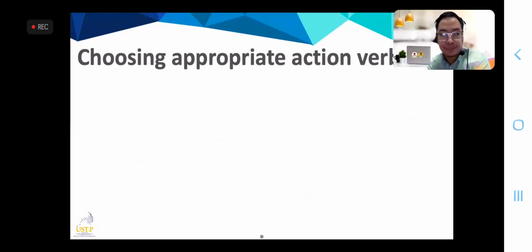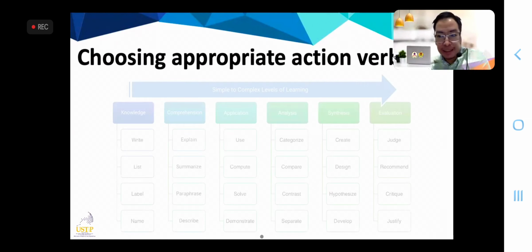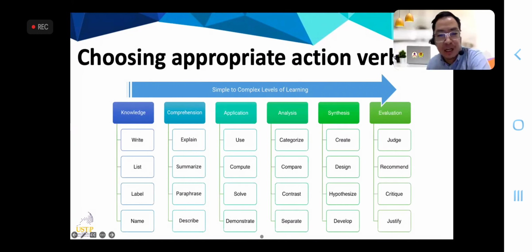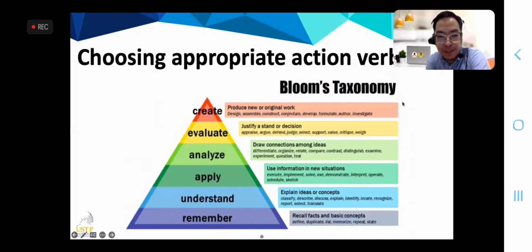Sige. How do we select appropriate action verbs? I think you're very familiar with this. We use Bloom's taxonomy. First, there's knowledge, comprehension, application, analysis, synthesis, and evaluation. And I think this was revised already. This is the revised Bloom's taxonomy: remembering, understanding, applying, analyzing, evaluating, and creating.